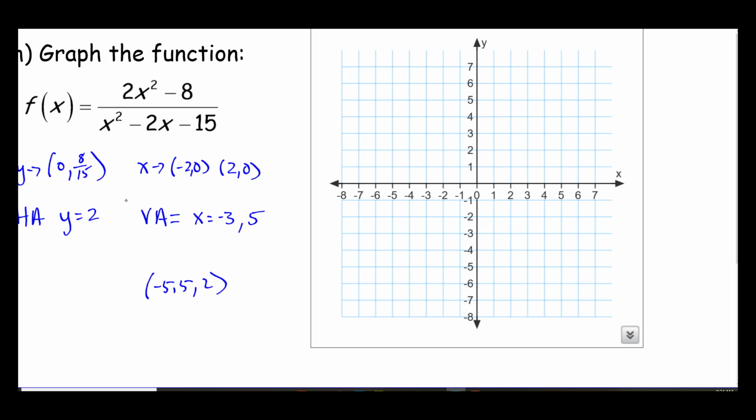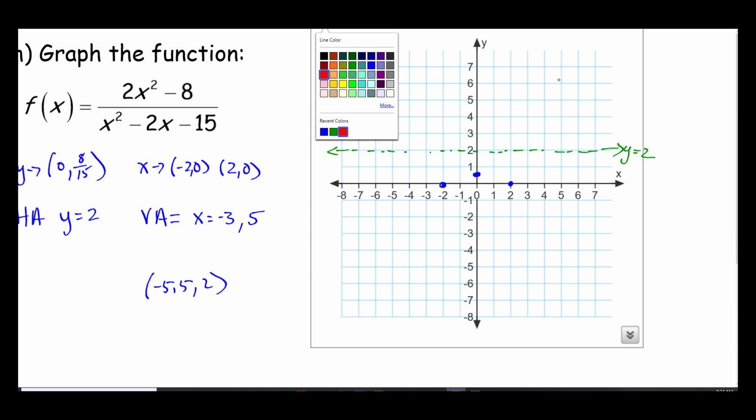So now we go through and plot all this wonderful information. So 0, 8/15 is about 0, 1/2. So it's a point right about here. Then we have our x-intercepts, 2, 0, negative 2, 0. Now we have our horizontal asymptote, which I'm going to graph. y equals 2. Okay. And label. Remember, we don't have to label coordinates, but we do have to label asymptotes. And then we have our vertical asymptotes at 5.